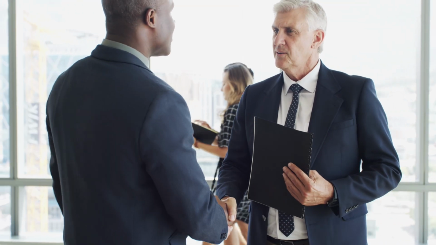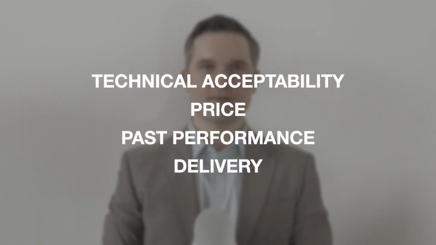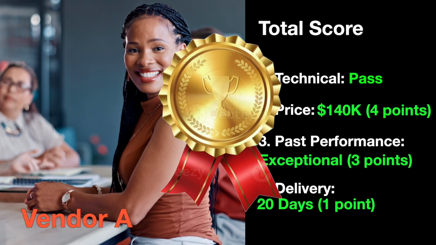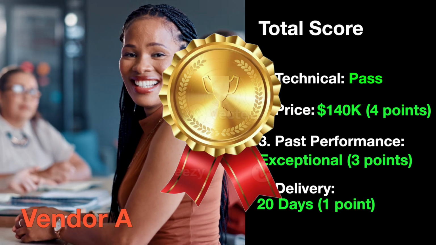In this scenario, however, we have confirmed with our mission partners that they are flexible with the delivery timeline and can accept the 20 business day delivery proposed by vendor A. While vendor D's faster delivery is more favorable, both offers remain technically acceptable, allowing the evaluation to proceed with consideration of other factors. Putting it all together, technical acceptability, price, past performance, and delivery, vendor A demonstrates the best value to the government, even with their less favorable delivery schedule.